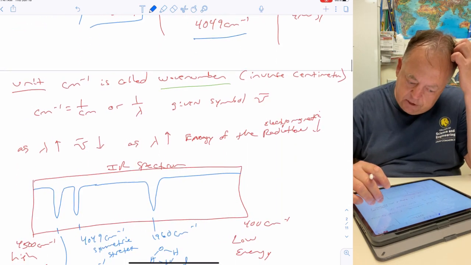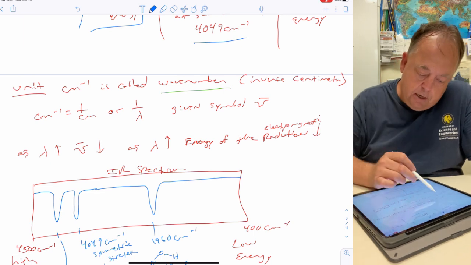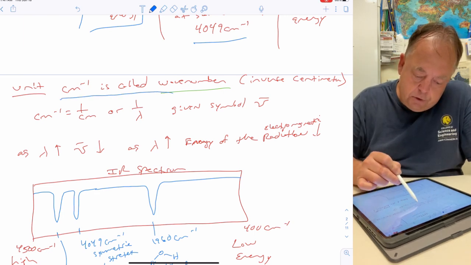Okay, so what's an inverse centimeter? This is the unit that's commonly used in IR spectroscopy. Inverse centimeters is what's known as a wave number.